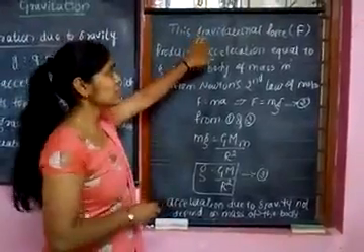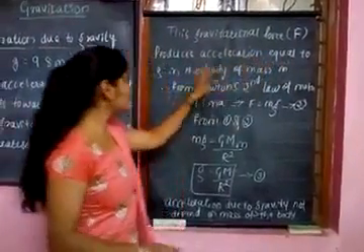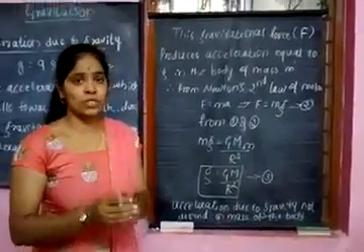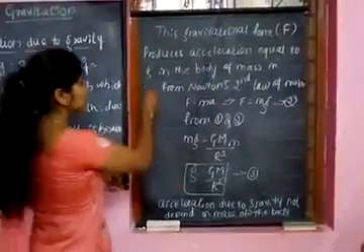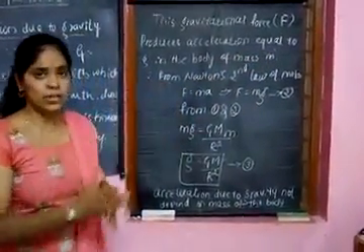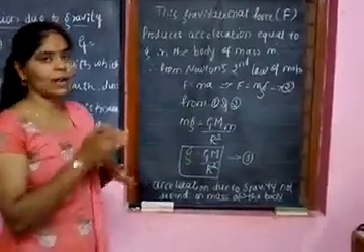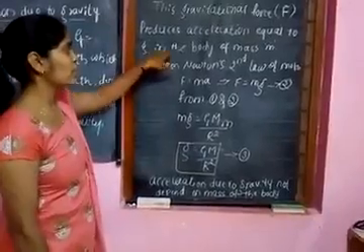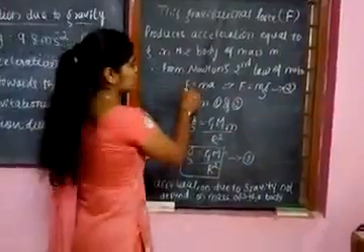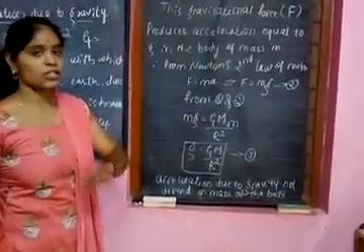So, this gravitational force F produces the acceleration which is equal to small g. Okay, that means the gravitational force will produce the acceleration that we take as small g in the body of mass m. We are considering here Newton's second law of motion, that is F is equal to m into a. Using this equation, we are deriving the acceleration due to gravity.